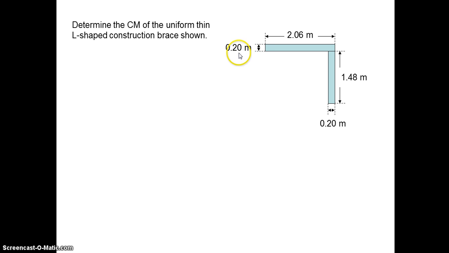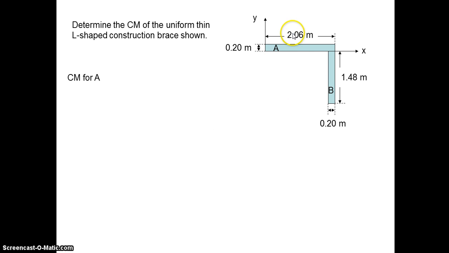Okay, so here are the dimensions, 0.2 by 2.06 and 0.2 by 1.48. So I'm going to put coordinate axes in here, which is what you have to do to solve these problems. And you can put it anywhere. I could have put it down here, over here, anywhere. I'm going to put it right here. So the center of mass for A is pretty easily found, and for B is pretty easily found.